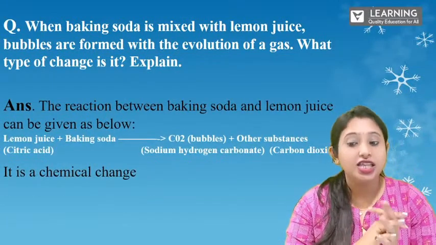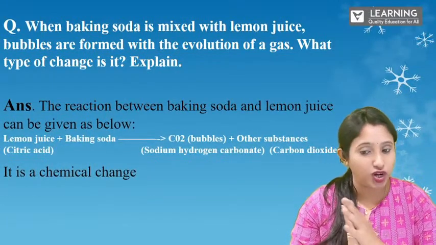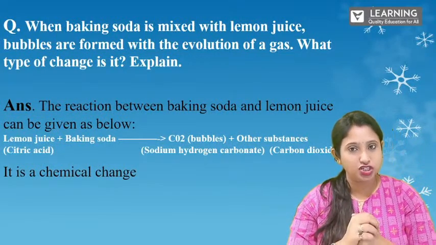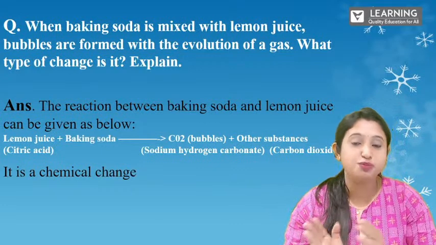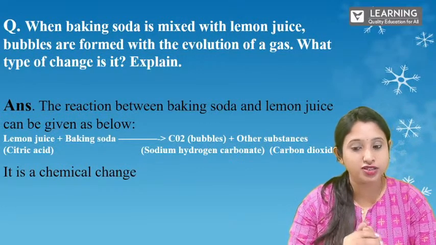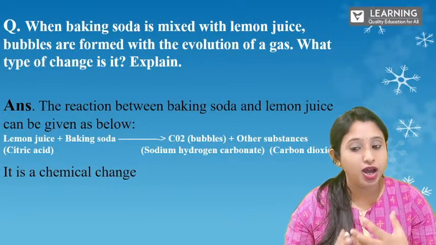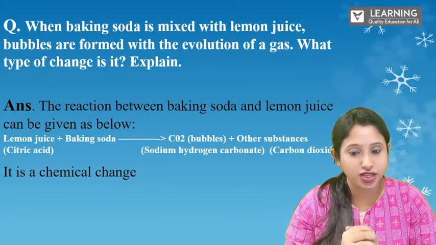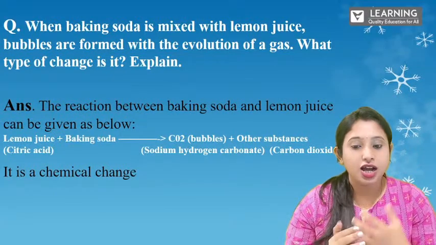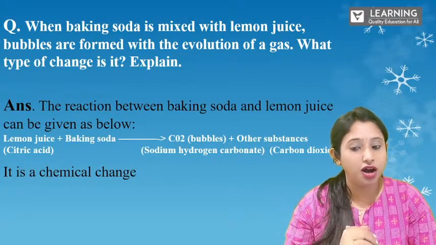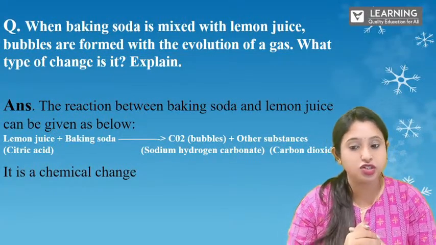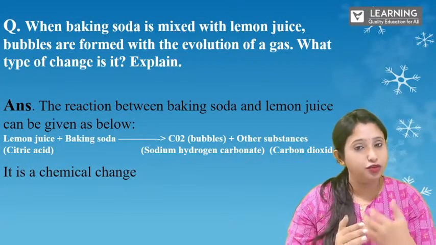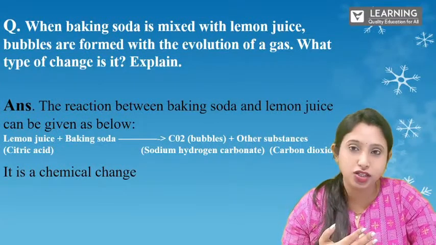So see, the reaction between the baking soda and lemon juice can be given as follows. Write down the reaction. Lemon juice plus baking soda forms sodium hydrogen carbonate, right? Plus other substances are formed, that is carbon dioxide. So carbon dioxide and sodium hydrogen carbonate are formed, and it is a chemical change.